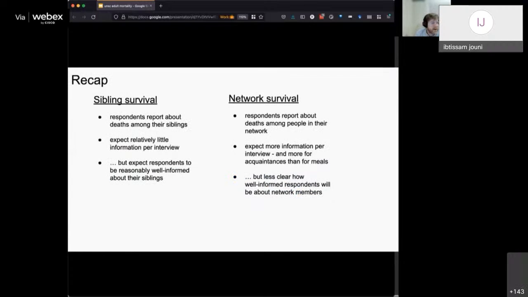Just to recap, we're going to compare these two methods. The sibling method has the respondent report about their siblings. The network method has respondents report about people in their network, either acquaintances or people who they shared a meal with. We think that there'll be relatively little information per interview from the sibling method and more information per interview from the network method. But we think that sibling responses will be more accurate than responses about the network.